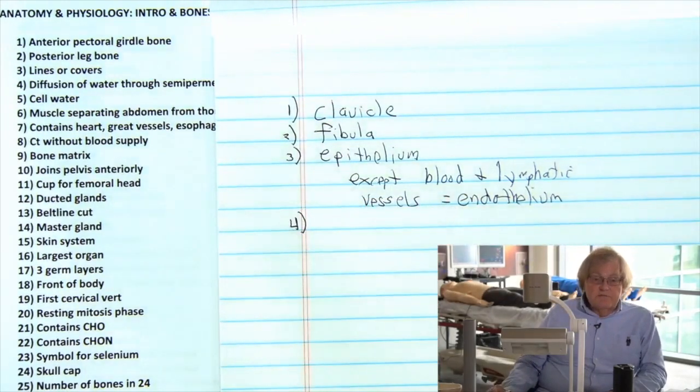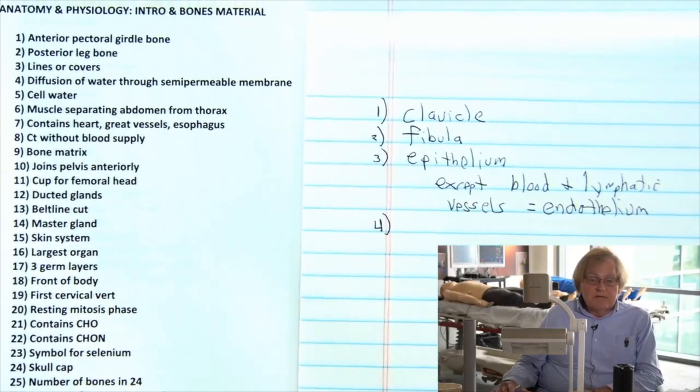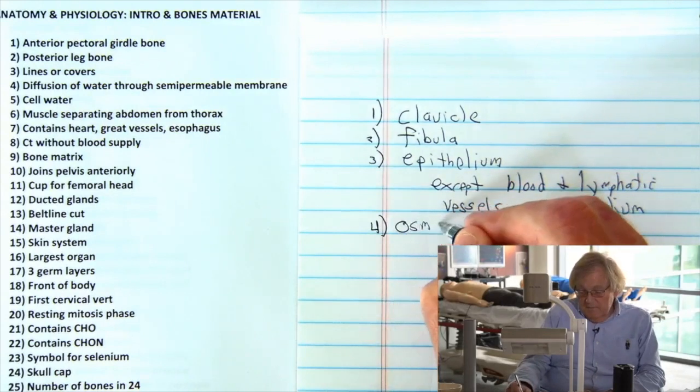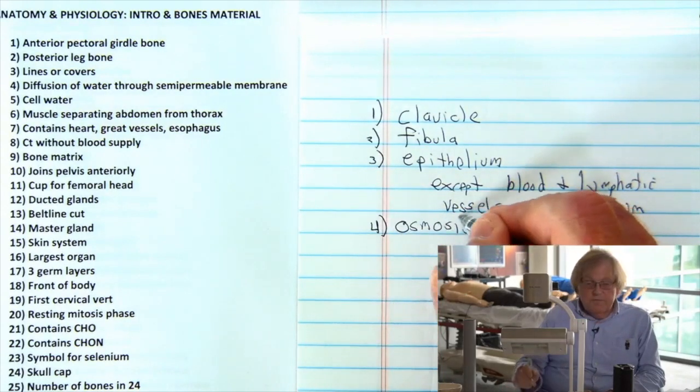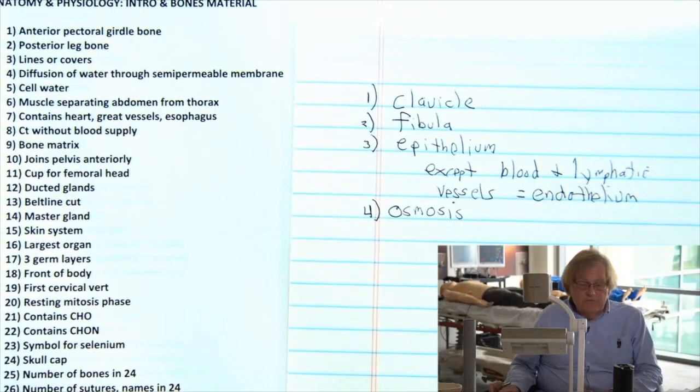Number 4 says it lines, it says diffusion of water through a semi-permeable membrane. Well, that's a very simple answer called osmosis. So nothing tricky about that. It's a very commonly asked question in board exams or even entrance exams.